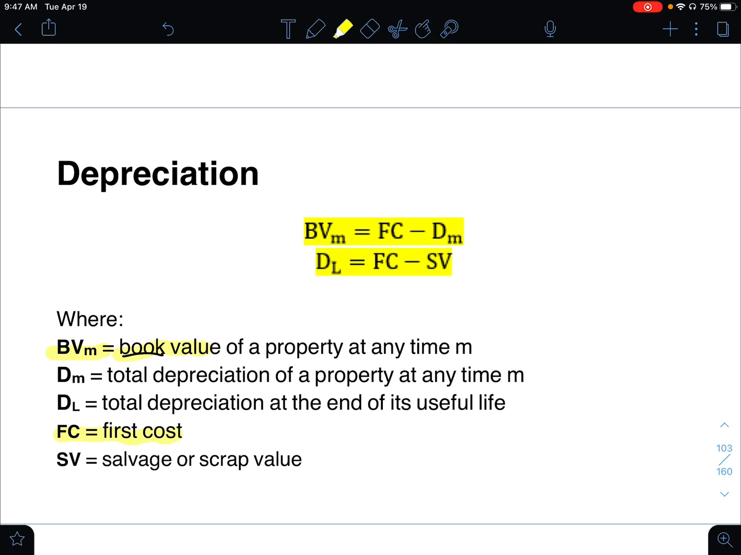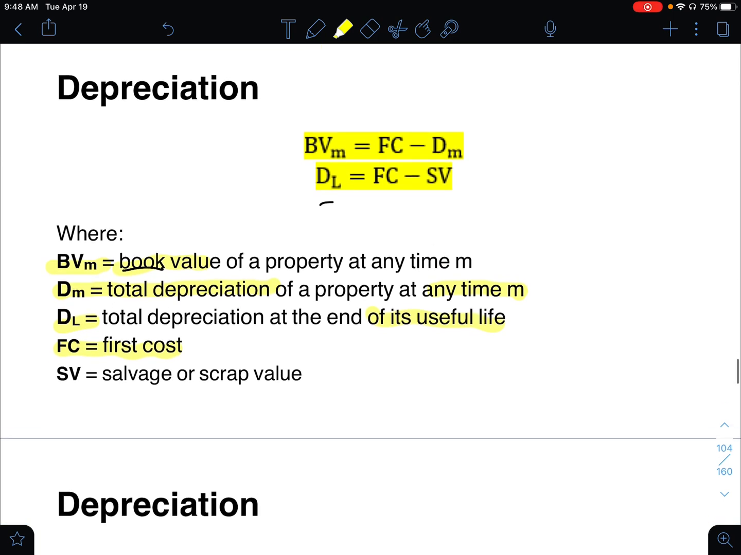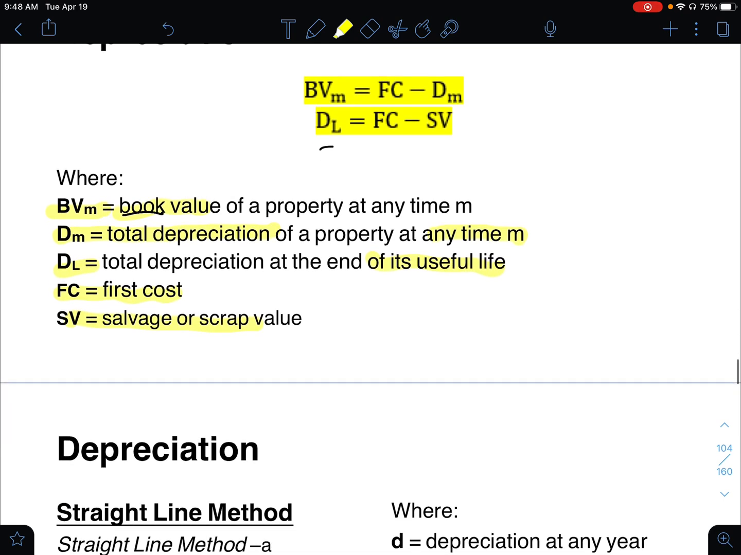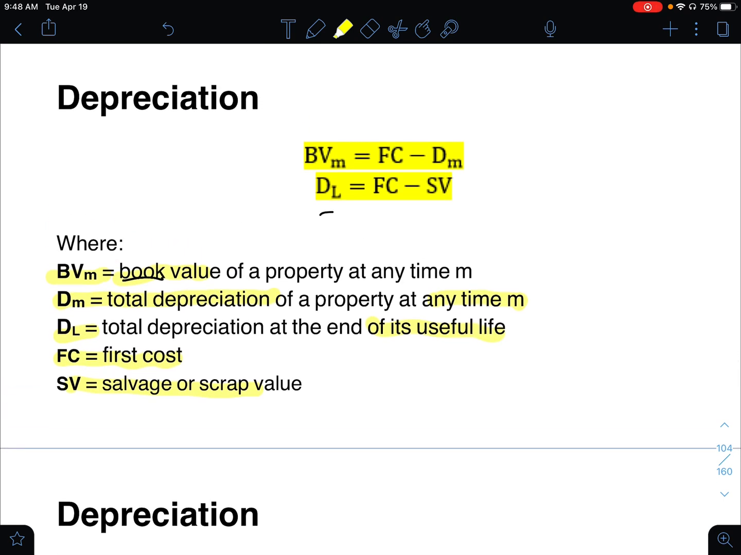For example, DM is the depreciation at 5 years. Now, in depreciation we also have DL, or the total depreciation of its useful life. For example, if you use it for 5 years, what is the total depreciation? And we also have SB, the salvage value or the scrap value. These are the formulas that you need to remember in depreciation.